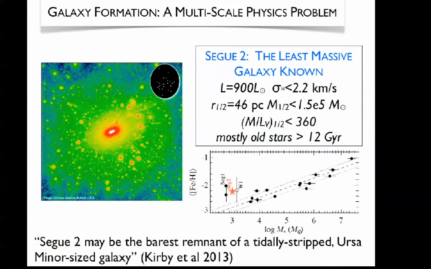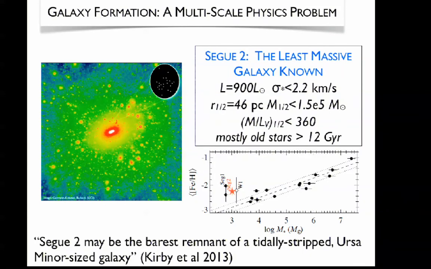A velocity dispersion of 2.2 kilometers per second. A half-light radius of 50 parsec. The mass within the half-light radius is only 10^5 solar masses. It's got a mass-to-light ratio of less than 360 or so, mostly made of old stars. Okay, so this is a satellite of the Milky Way that has a metallicity that is well above the extrapolation of the mass-metallicity relationship.